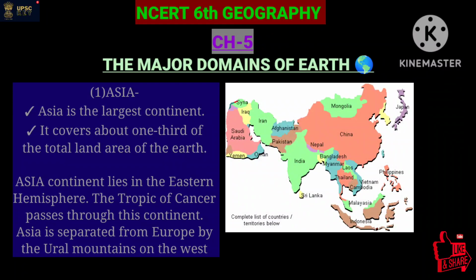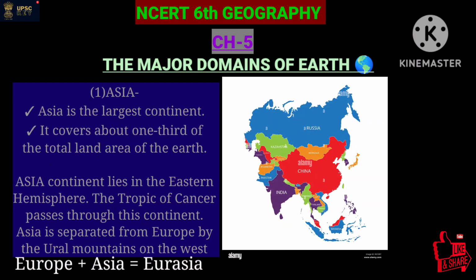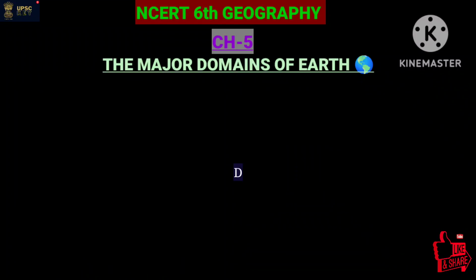The first continent is Asia. Asia is the largest continent. It covers about one third of the total land area of the earth. The Asian continent lies in the eastern hemisphere of the earth. The Tropic of Cancer passes through this continent. Asia is separated from Europe by the Ural mountains on the west. The combined land masses of Europe and Asia are known as Eurasia.